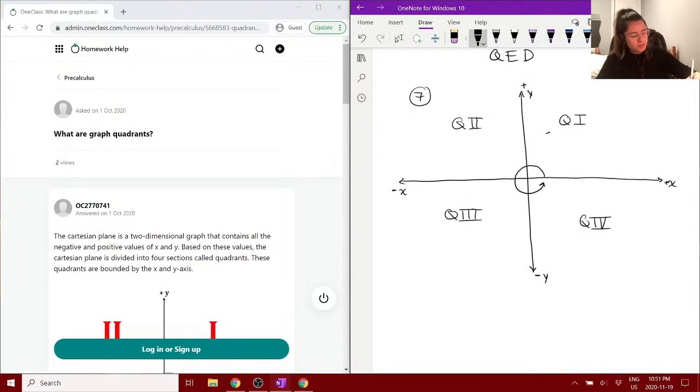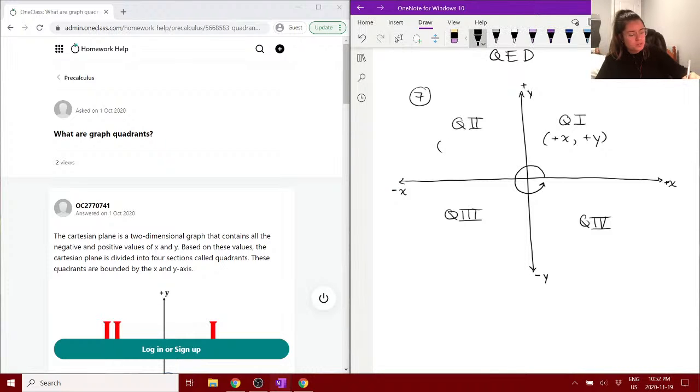So from these quadrants, you know that everything within this quadrant here has a positive x value and a positive y value because of where it's located. It's only on the positive side of the x-axis, and it's only on the positive side of the y-axis. So positive x and positive y in the first quadrant.